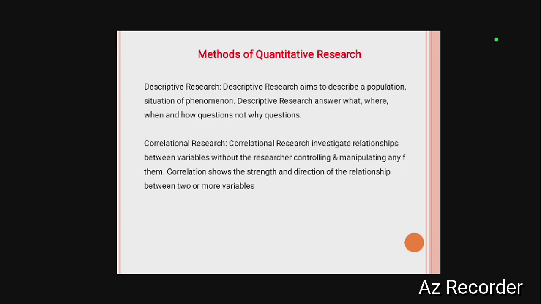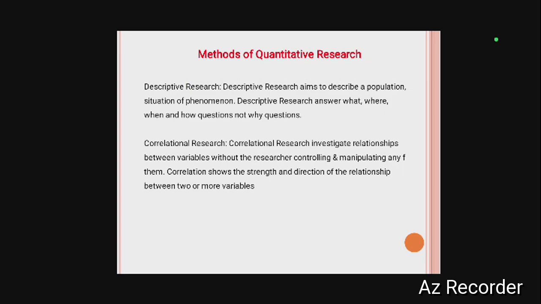Next is correlational research. Correlational research investigates the relationship between two variables without the researcher controlling or manipulating any of them. Correlation shows the strength and direction of the relationship between two or more variables, for example, price and demand. There are three types of correlation: positive correlation, negative correlation, and zero correlation.